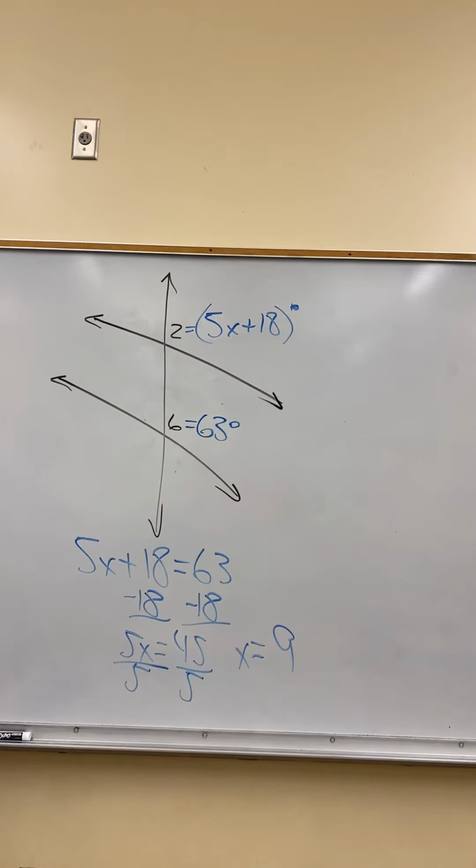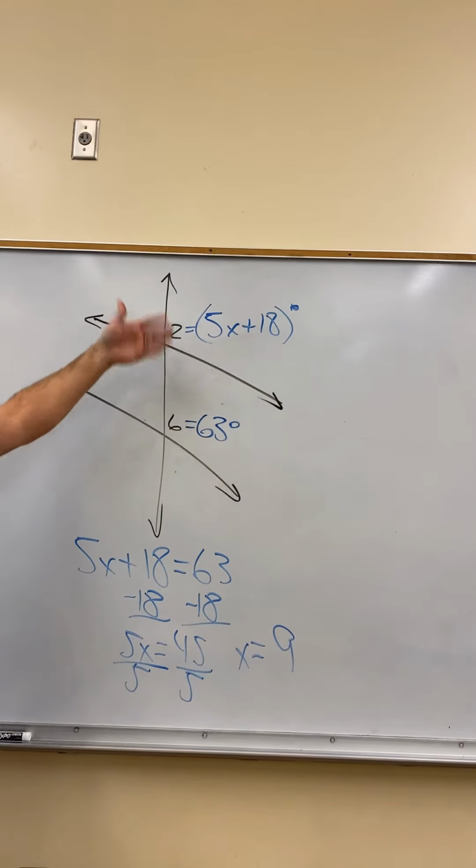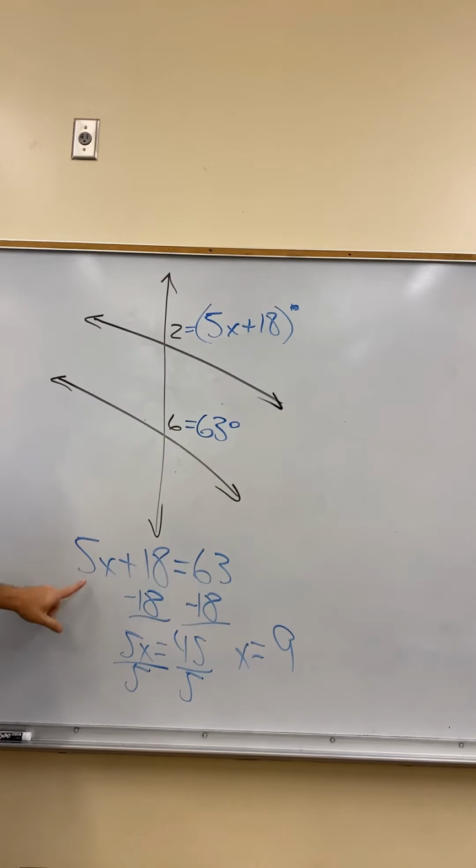You set these two equal to each other because they're corresponding, so set them equal to each other. And then solve for your variable. It's a two-step equation. Get rid of adding and subtracting first, multiplying and dividing second.